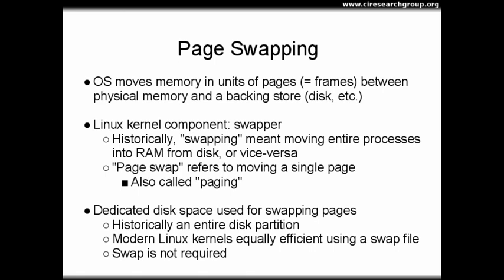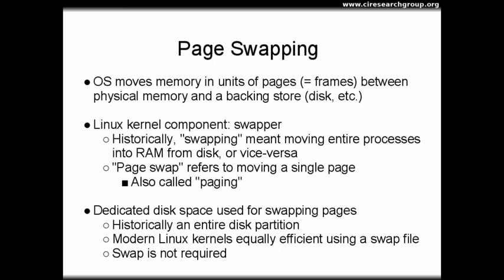Historically, Linux machines used a dedicated hard disk partition to store the pages that were swapped out to disk. Modern versions of Linux are just as efficient using a swap file, which is a regular file stored alongside other data in the file system.